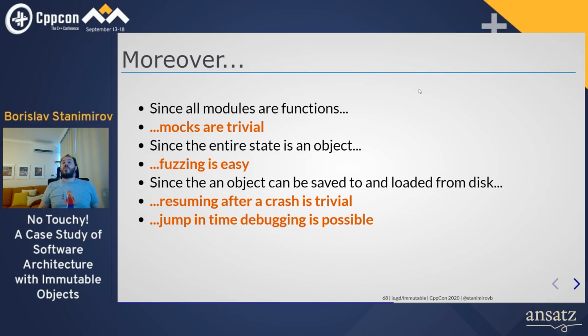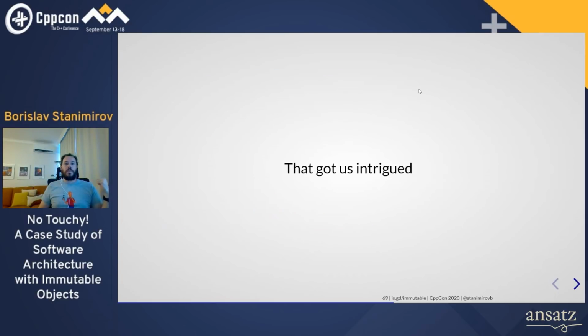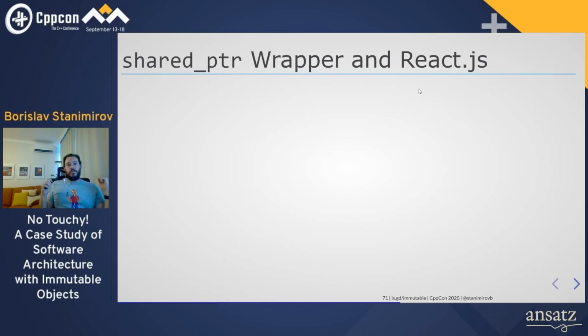I have a bug right now. Okay, so what's the previous version of the state? Let's rerun it. Let's find the bug here. So if we weren't sold at this point, then we were at least intrigued. Anyway, back to the objects.